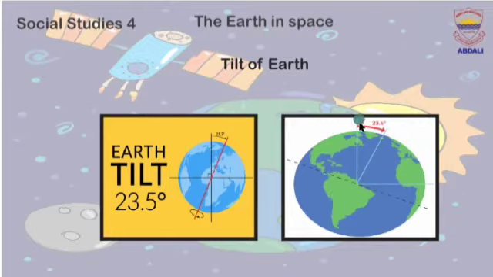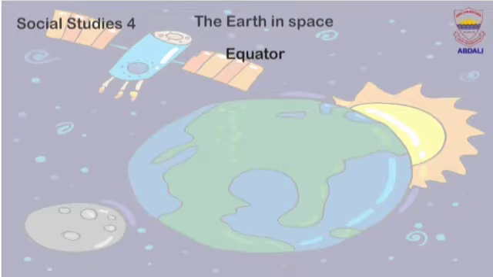And do you know at which angle our Earth is tilted? Our Earth is tilted at 23.5 degrees on its axis. Dear students, now tell me at which angle the Earth is tilted. Answer is quite simple. The Earth is tilted at 23.5 degrees on its axis.